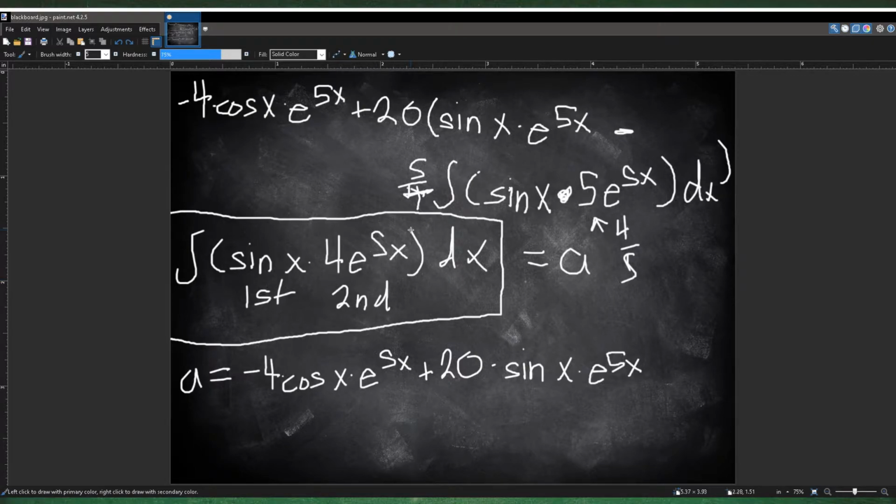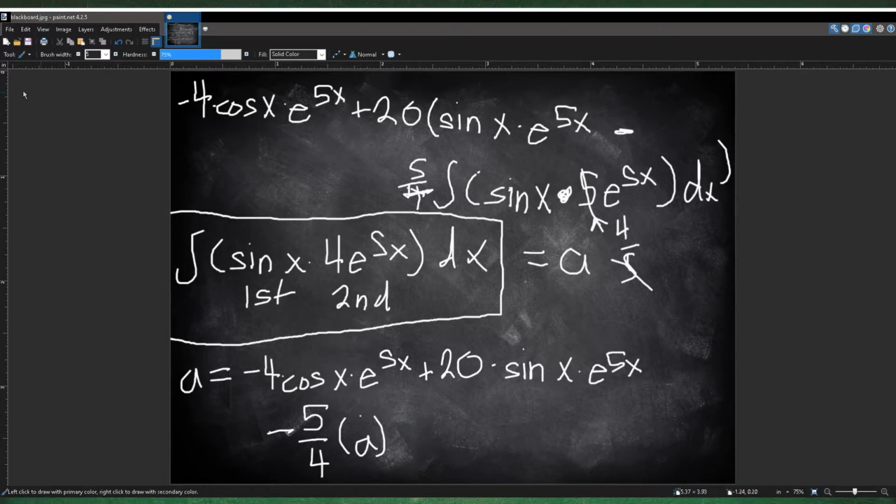So we have minus 5 over 4 multiplied by the integral of sine of x times 4 e to the 5x dx, because these are multiplied together, so the 5 here is gone, which is equal to this. So this entire thing would just also be a, because we said that is equal to a. And now we could just rewrite the equation into this.